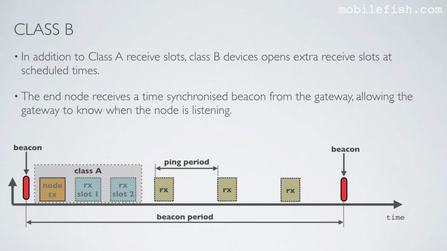The end node receives a time-synchronized beacon from the gateway, allowing the gateway to know when the node is listening. In this picture, you see two time-synchronized beacons from the gateway, which are received by the end node. A Class B device does not support Class C functionality.